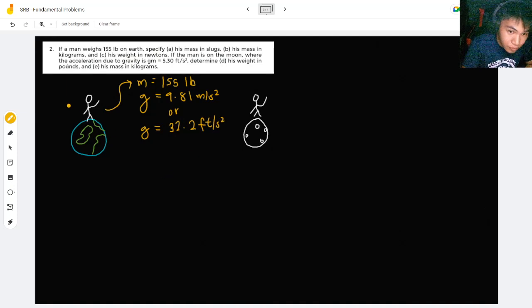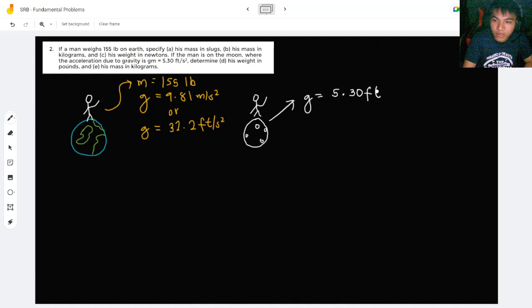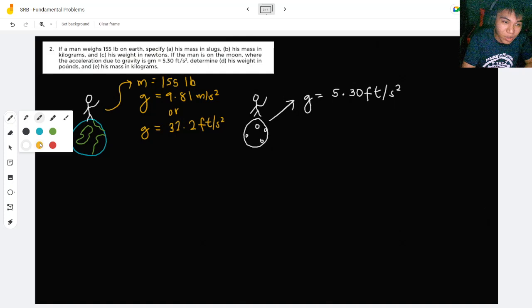Okay, and for this second part, the man is on the moon. He has the same mass, but the gravitational constant would be different this time. It would be 5.30 feet per second squared. Given these conditions, we can solve for what is asked. So let's try to solve first.